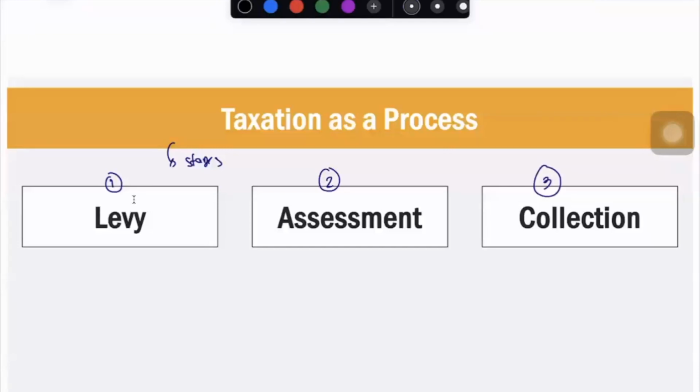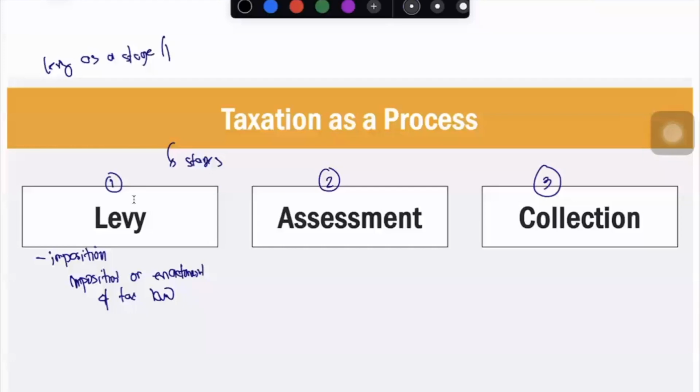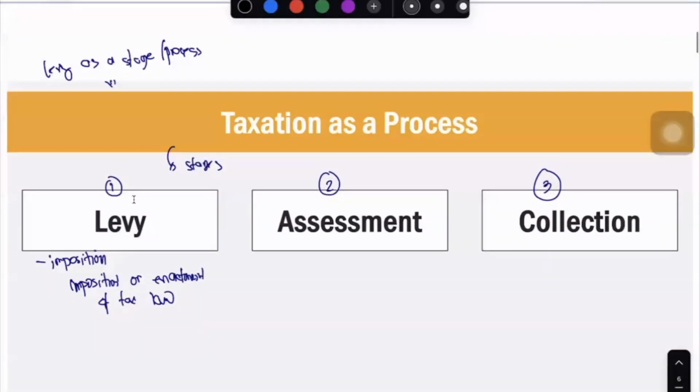So what is levy? Levy is also known as imposition. It is the imposition or enactment of tax laws. Please differentiate levy as a stage or process versus levy as a remedy.